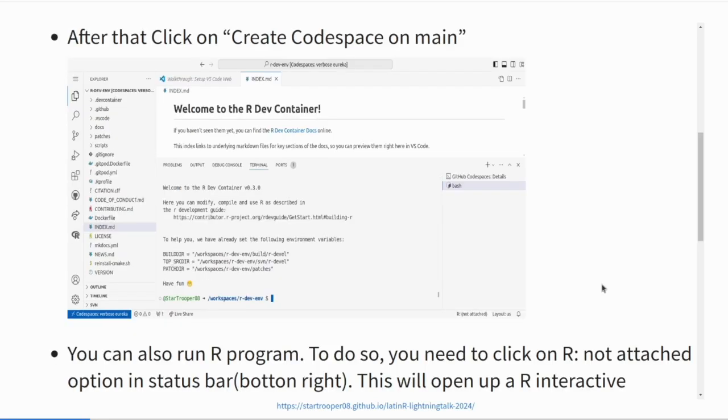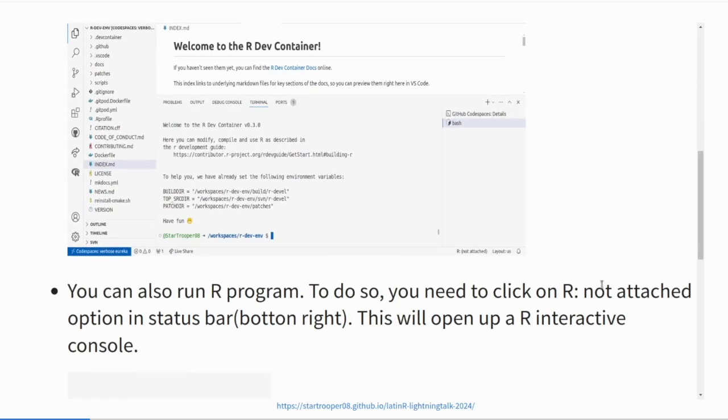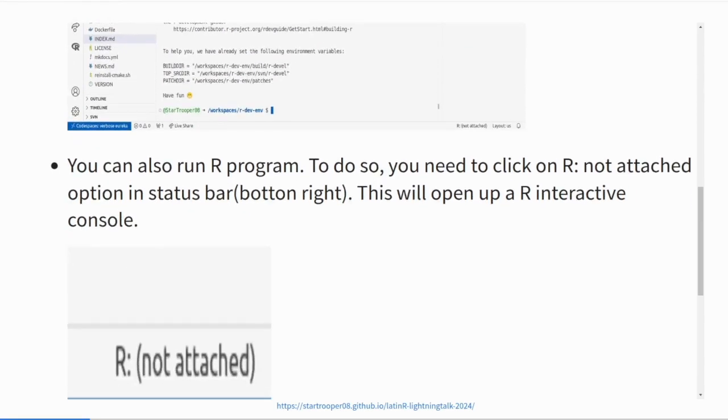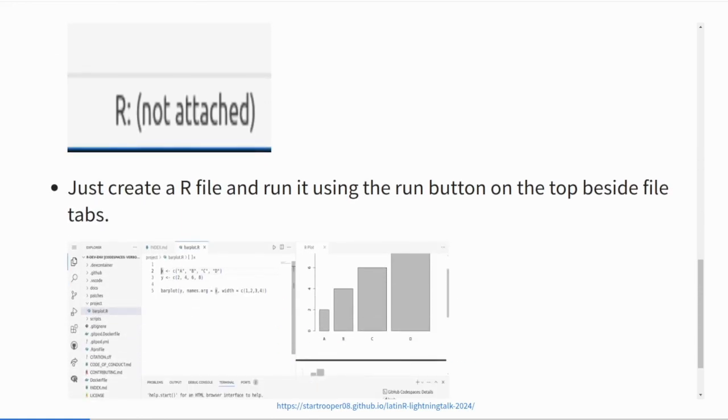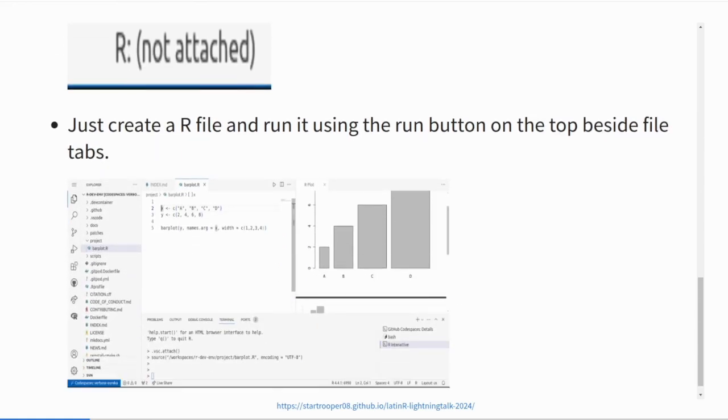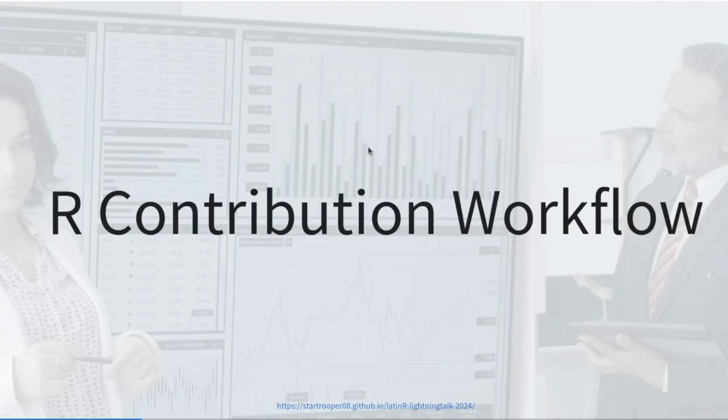Once it is ready, you will have a fully equipped R development environment with R 4.4, the stable version, installed in it. And even if you are not contributing code directly, you can use this environment to work on your own R project seamlessly. Let's walk through the R contribution workflow.